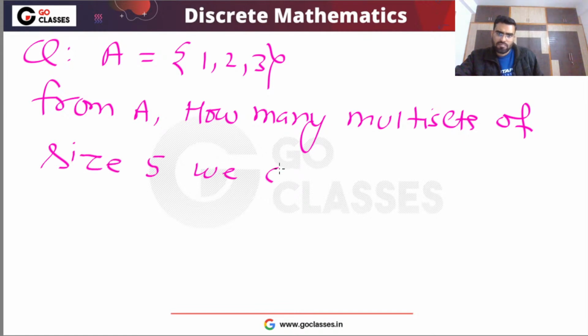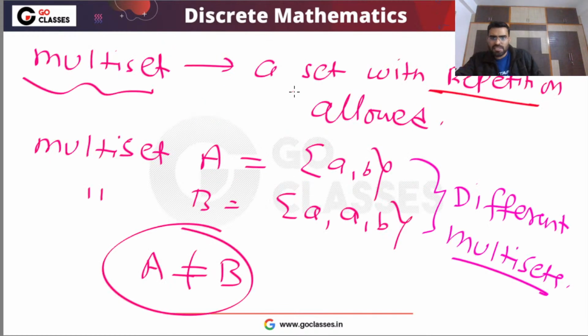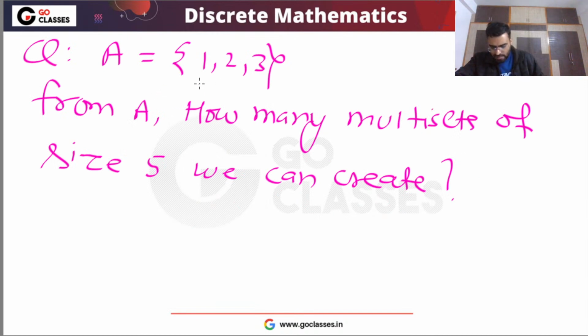Tell me, how many multisets of size 5 we can create. The only difference is multiset means a set with repetition allowed. Order does not matter. In a multiset also order does not matter. This is just a set with repetition allowed.